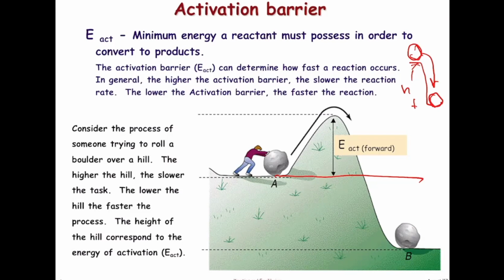And so this difference right here is delta H. You see how this is the energy of the boulder? And so we call that the energy of reactant. And this will be the energy of the product. Because it's downhill, that's an exothermic process.